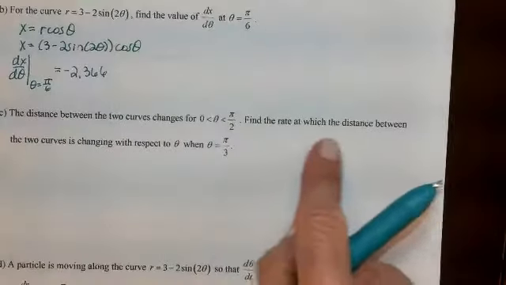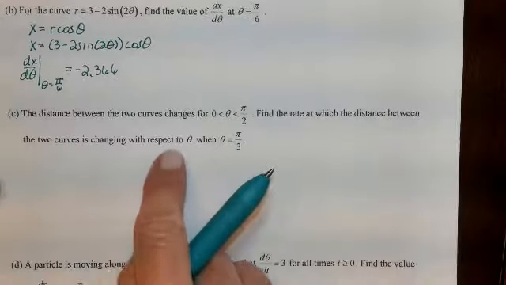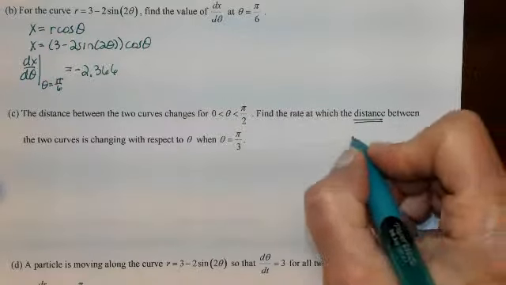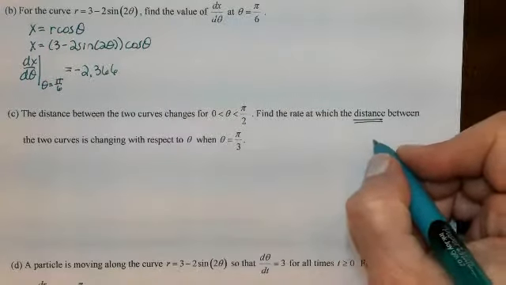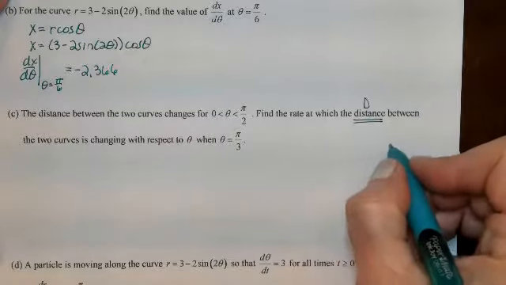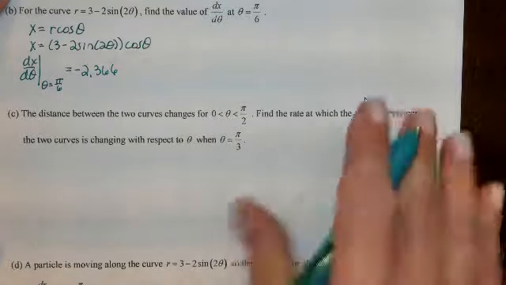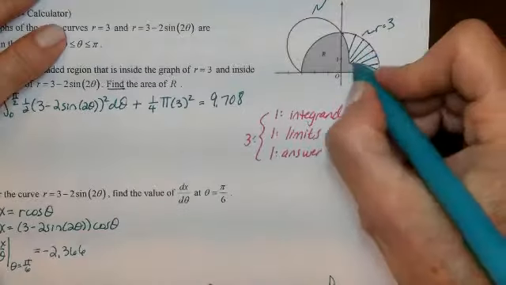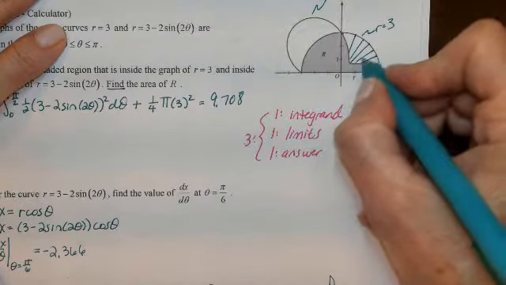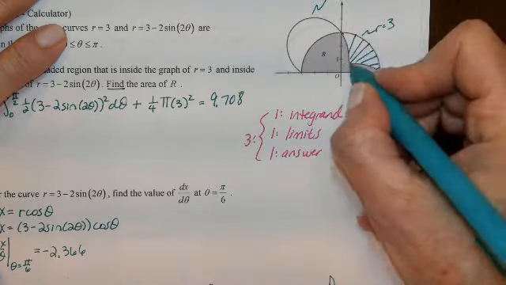Find the rate at which the distance between the two curves is changing with respect to theta. So first of all, I need to get an expression for that distance. I'm going to call it d, and I'll say that down here. D is going to represent the distance between the two curves. So up here, this is d, the distance between the two curves. D is going to be the outer minus the inner curve.